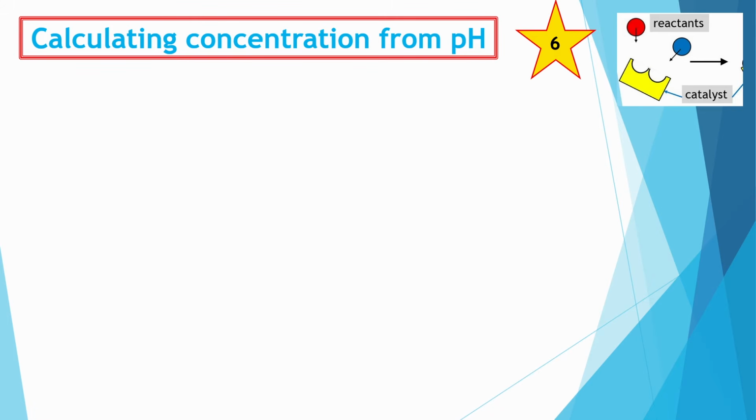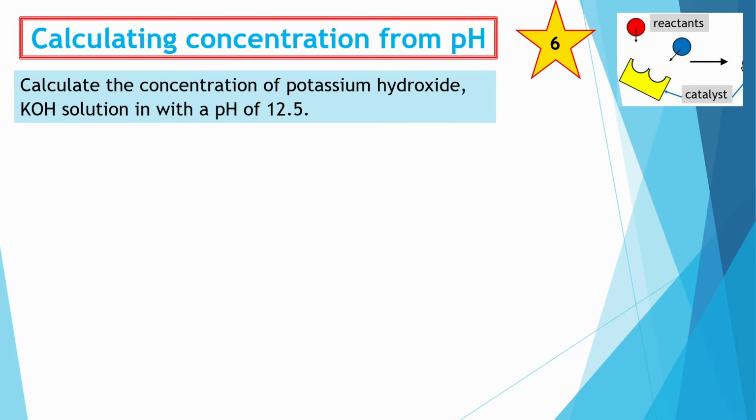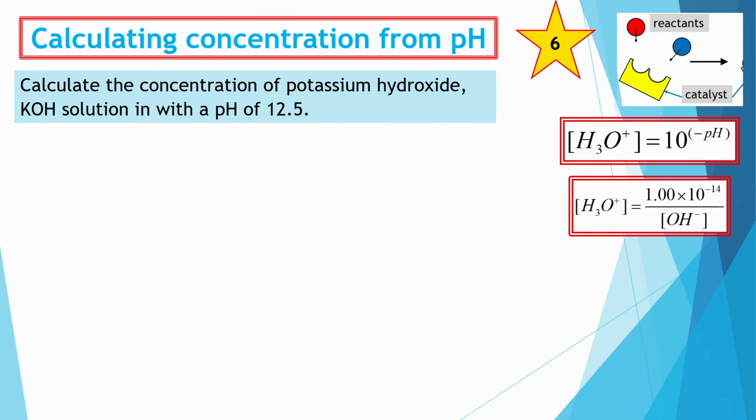So if we want to calculate the concentration from pH of a base solution, it's one more step than if we want to do that from an acid solution. Here's an example. If I have potassium hydroxide solution with a pH of 12.5 and I want to calculate the concentration of the potassium hydroxide solution, I'm going to first have to find out what the concentration of H3O+ is, because if I have pH and I put this into the equation on the top right here, the only thing that I can work out is H3O+ concentration, but that isn't going to tell me the concentration of the potassium hydroxide.